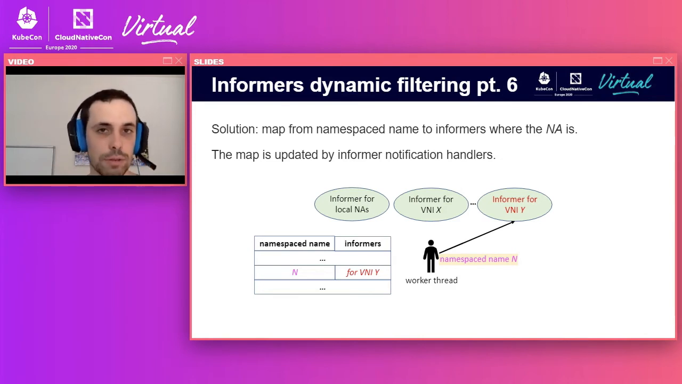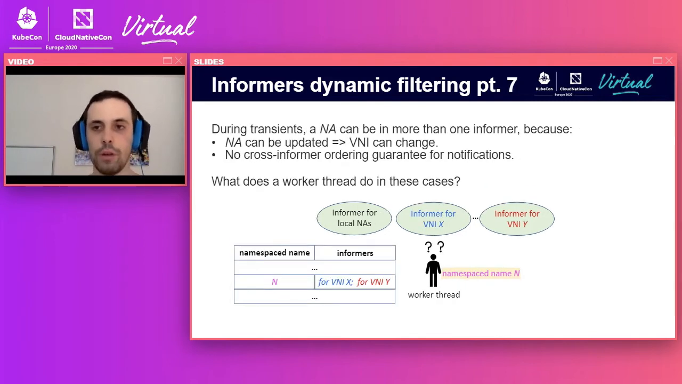And when that same network attachment is deleted and the deletion notification handler executes, that deletion notification handler will remove the entry from the map. Now, this works, but there's one subtlety that we have to be careful with. The subtlety arises because there could be transients during which the same network attachment is stored at the same time into more than one informer cache.